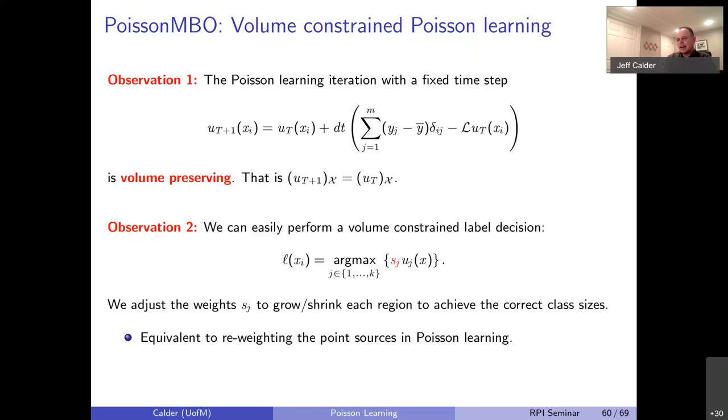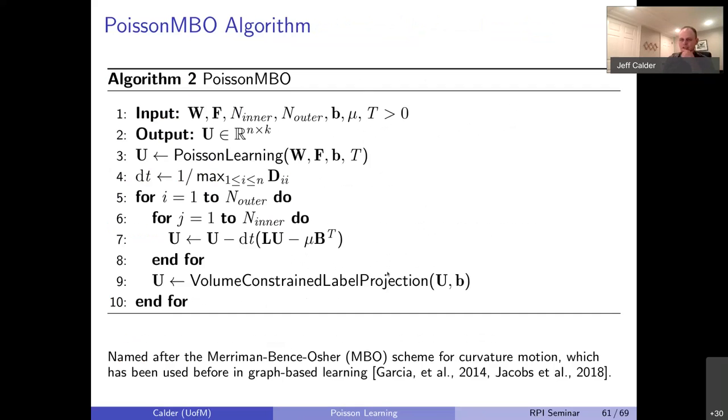Okay, so then the other observation is that within Poisson learning, you can do a volume constrained label decision quite easily, actually. You can add weights like I showed you before, but you can tune these weights in the label decision. If you increase the weight s_j for class j, it will grow the size of class j. If you decrease it, it will shrink the size. And so we have a very simple gradient descent algorithm for adjusting the weights to get the right class sizes in the end. This is the same as reweighting the sources in Poisson learning.